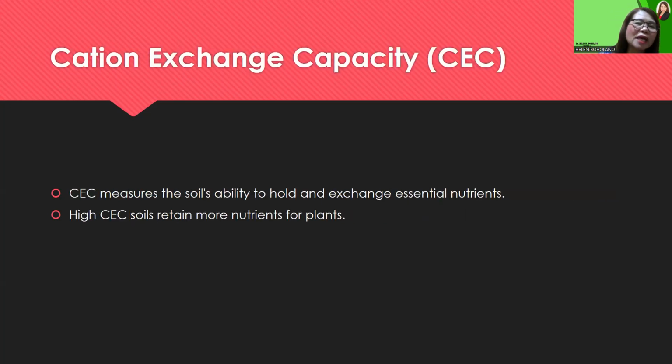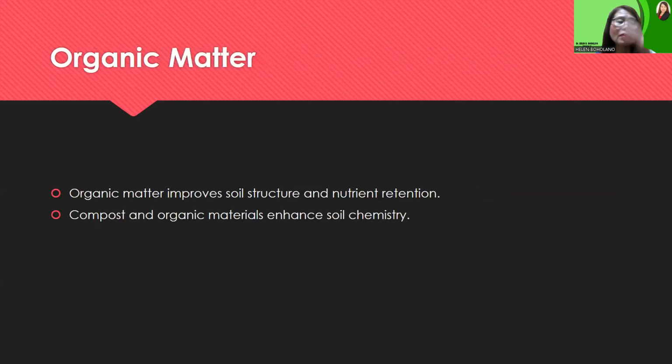Then we have the cation exchange capacity, the CEC. CEC measures the soil's ability to hold and exchange essential nutrients. Once you plant and the plants grow, the essential nutrients are transmitted from the soil to the plants. High CEC soil retains more nutrients for plants. So let's remember, high CEC soils.